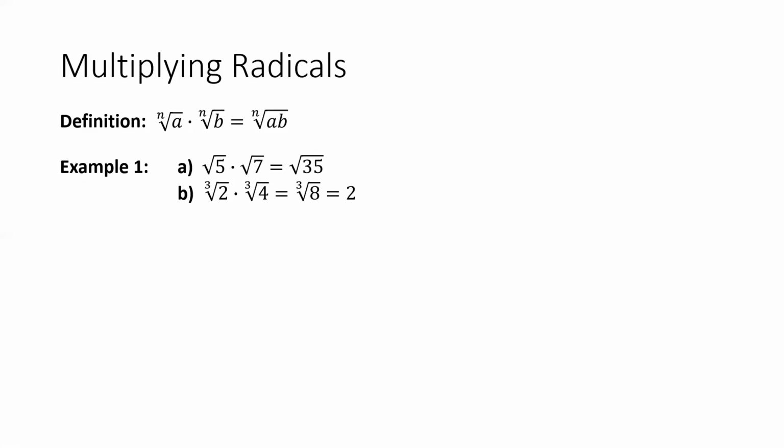In the next example, I have the cube root of 2 times the cube root of 4. Individually, those are not very nice numbers. You're going to get some sort of decimal. But since they have the same root number, they're both cube roots, I can multiply the things under the cube roots, 2 times 4, which gets me 8. I take the cube root of 8 and I get 2.